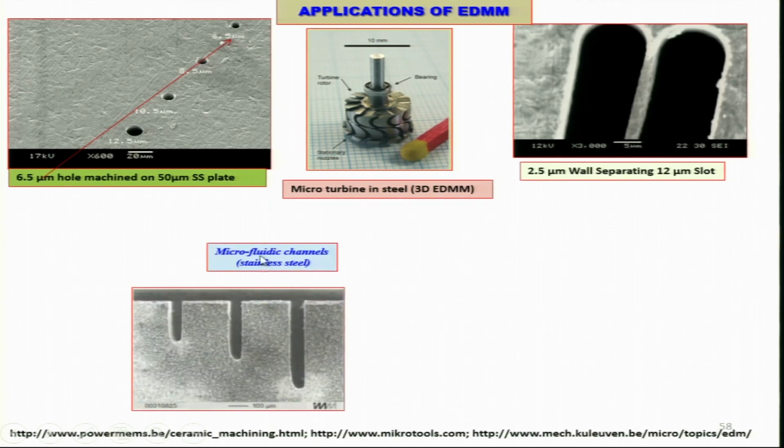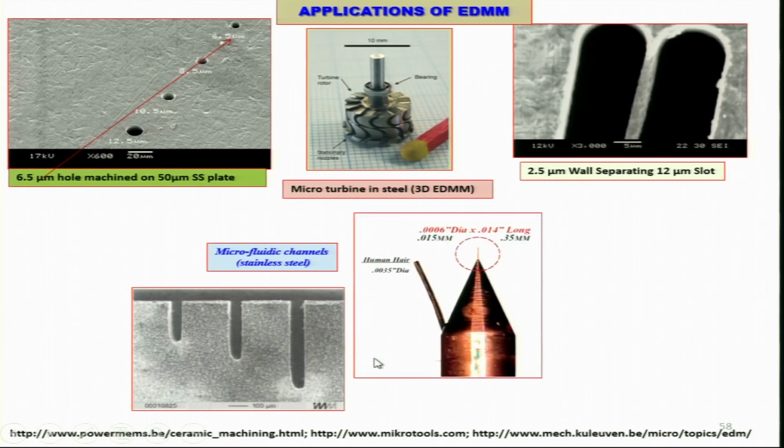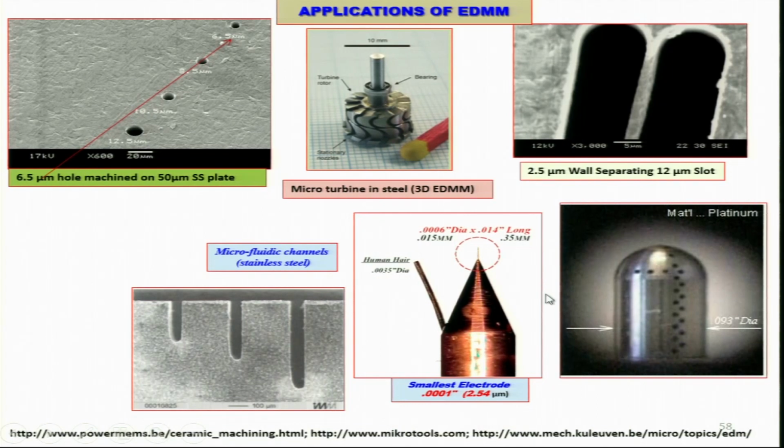Microfluidic channels in stainless steel, you can see here different sizes. All these are in microns because this scale is 100 micrometer. Now this is another example of smallest electrode, that is 2.54 micron size. This is the smallest electrode that has been fabricated, and you can see this is the human hair. So this is much smaller than the thickness of the human hair. This is the thickness of the human hair, and this is the electrode, 2.54 micron.